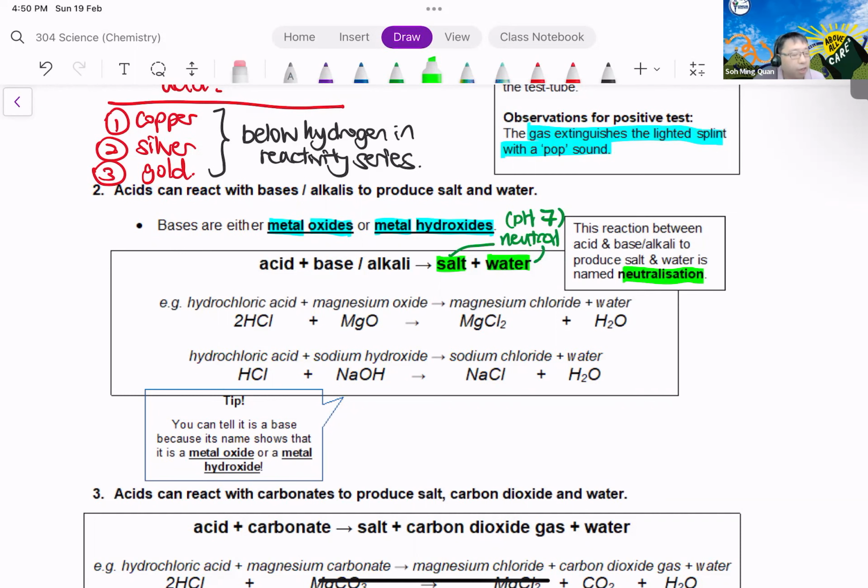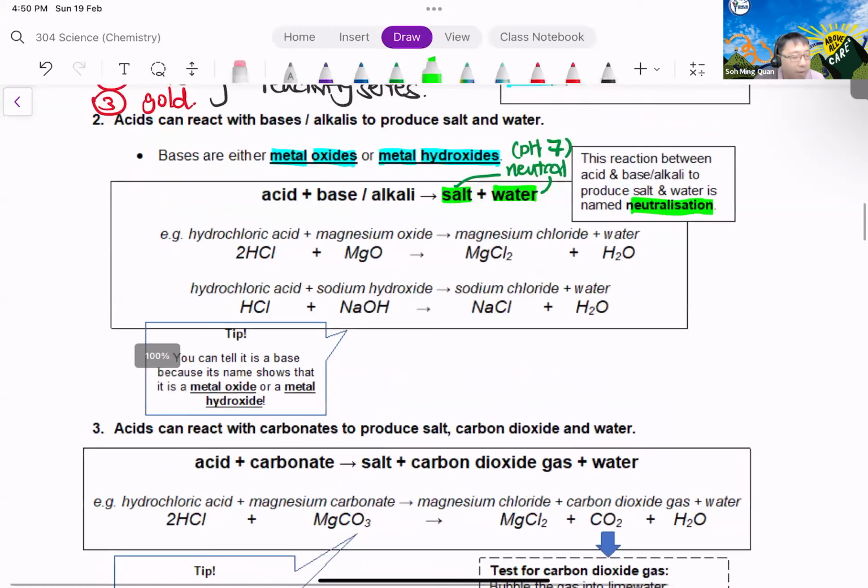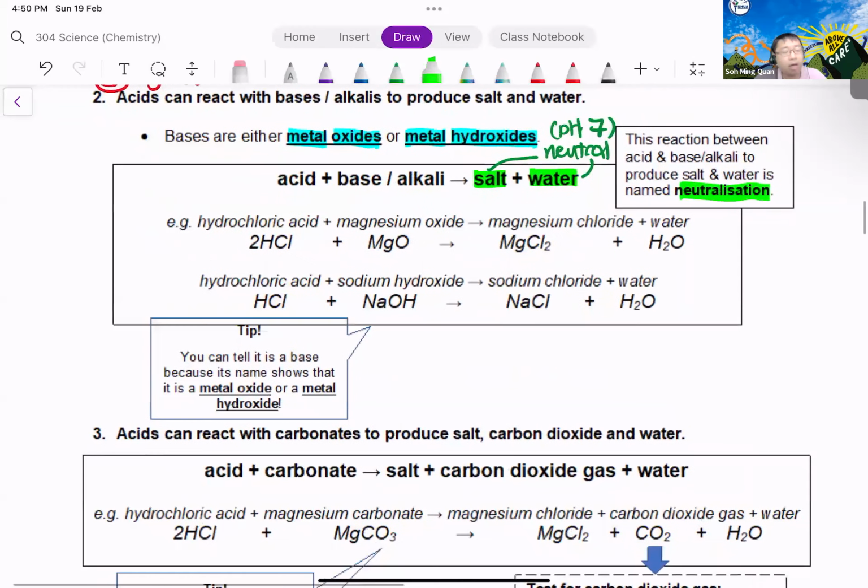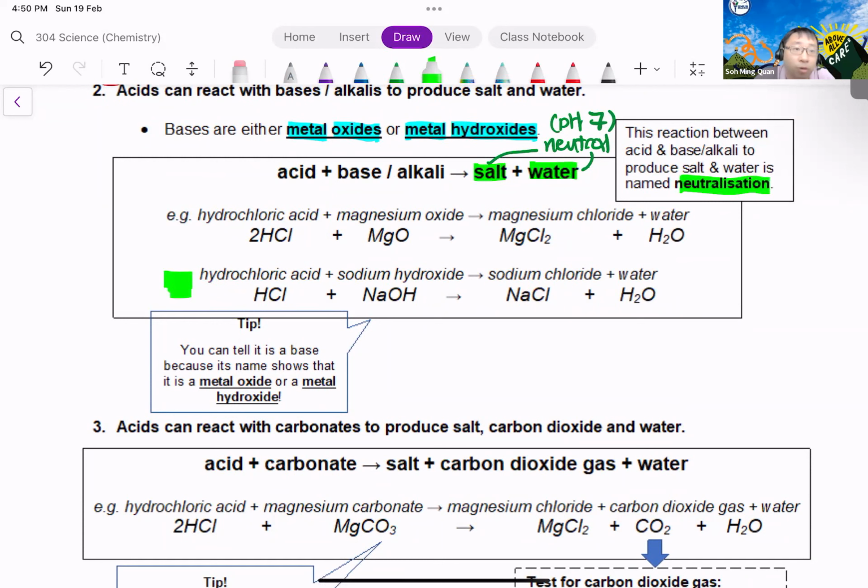Okay? So the equation as well, let's zoom in on this one. Hydrochloric acid plus sodium hydroxide forms sodium chloride and water. How on earth do you know it's sodium chloride? Well, the salt must always start with the metal. So you got to ask yourself, what is the metal in this equation? The only metal is sodium, right? Sodium is the only metal. Hydrogen is not a metal. Chlorine is not a metal. So must be sodium. So the name must start with sodium.